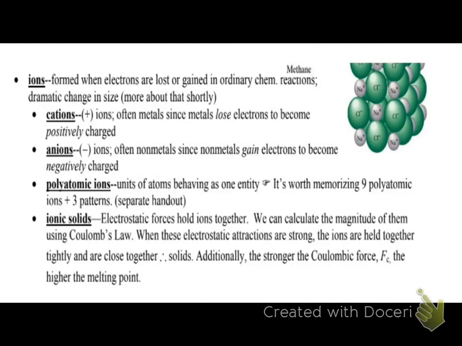Ionic solids. Okay? Electrostatic forces are holding these together. So there are opposite charges. When these electrostatic charges are strong, the ions are held together tight and close. Additionally, the stronger the Coulombic force, we're going to talk a lot about that this year, the higher the melting point. Coulombic forces or Coulombic attractions are a huge AP buzzword on the AP exam. I promise you'll answer at least one question with those in there. We're going to vaguely talk about it today, and then as we get into bonding, we'll talk about it more.